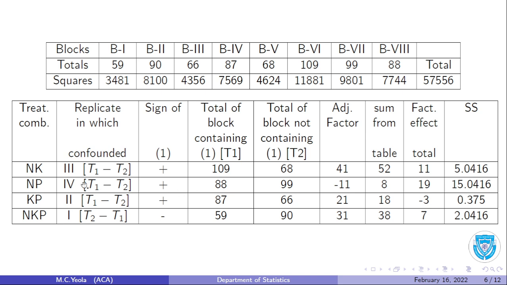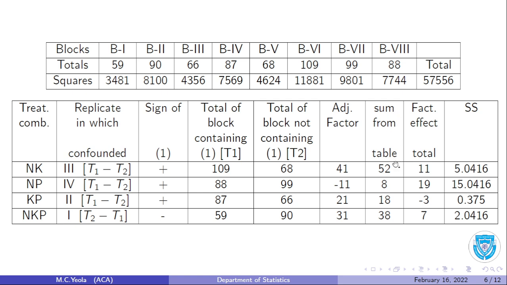Adjustment factor we are applying: T1 minus T2. So 109 minus 68, we are having this. 88 minus 99, we are having minus 11. 87 minus 66, 21 here. And in this case we want to do T2 minus T1. So 90 minus 59, we are having 31 here.